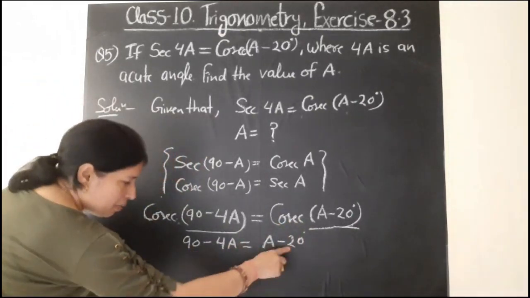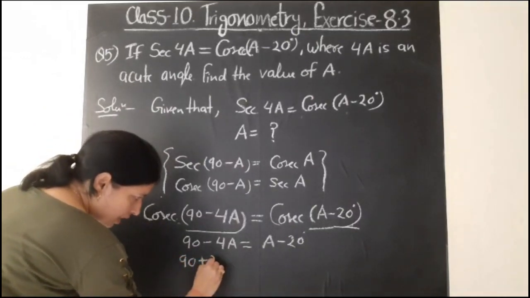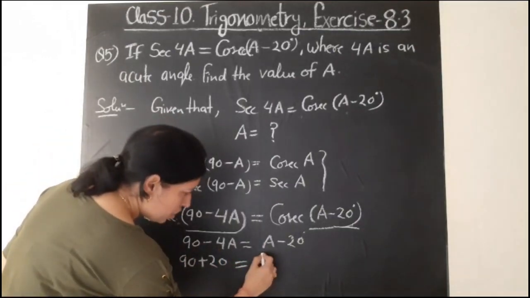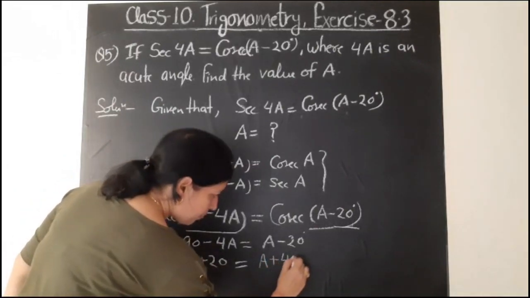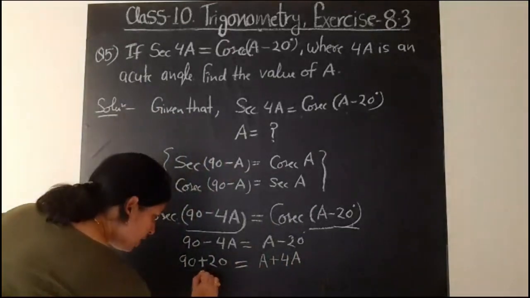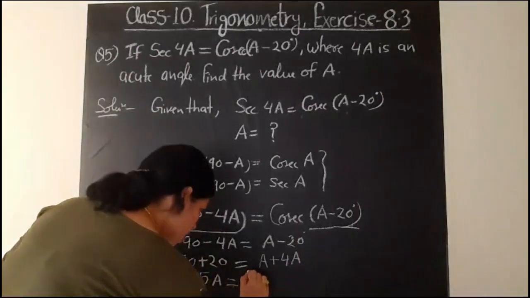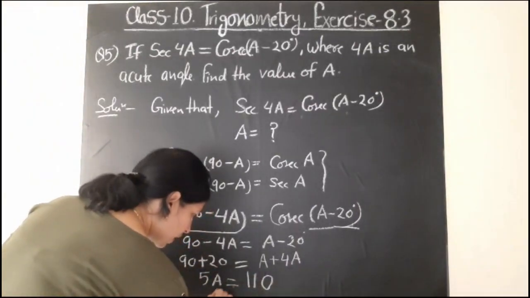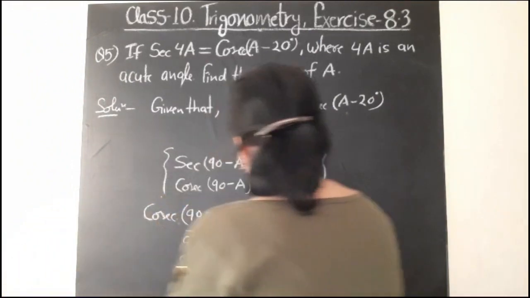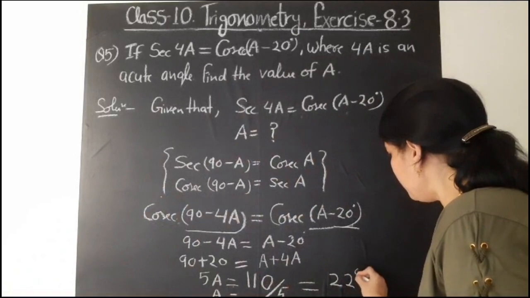So here 20 is minus, so it will come as 90 plus 20, and this 4A goes to this side and becomes positive. So 4A plus A is equal to 5A. So write 5A is equal to 90 plus 20, which is 110. So A will be 110 divided by 5. So what will be the answer? 5 times 2 is 10, again 5 times 2 is 10. So A will be 22 degrees.